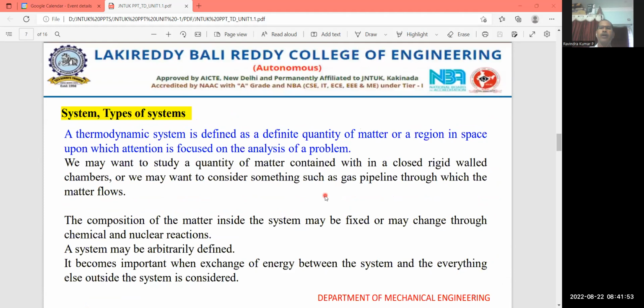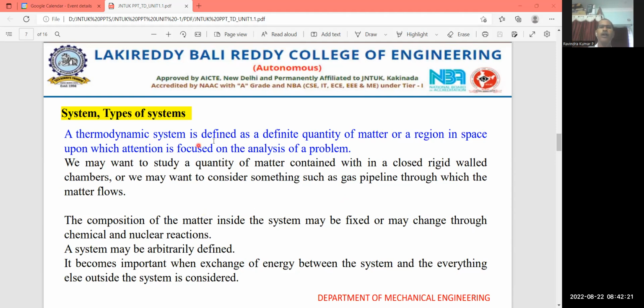Then come to the system. What is meant by a system? A system is nothing but some definite quantity of matter or a region in space upon which attention is focused in the analysis of a problem. What is the analysis? Whether it is a closed system problem, an open system problem, or an isolated system problem. This is what you have to analyze.